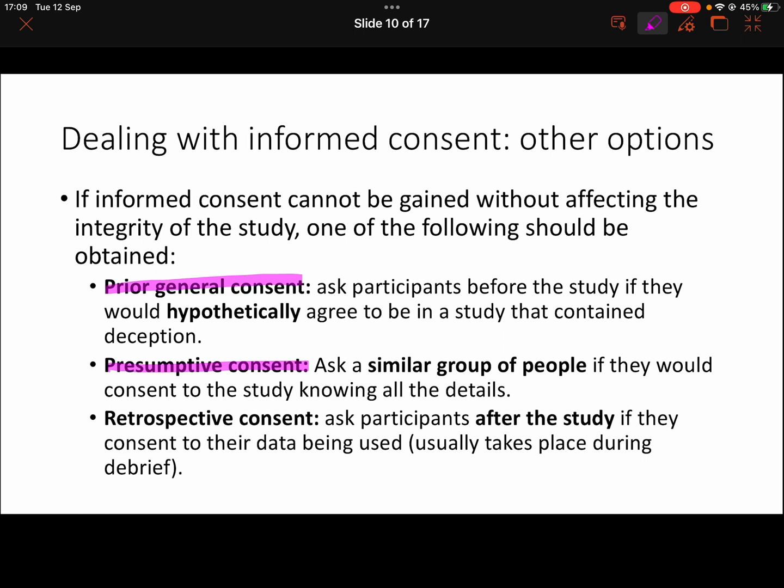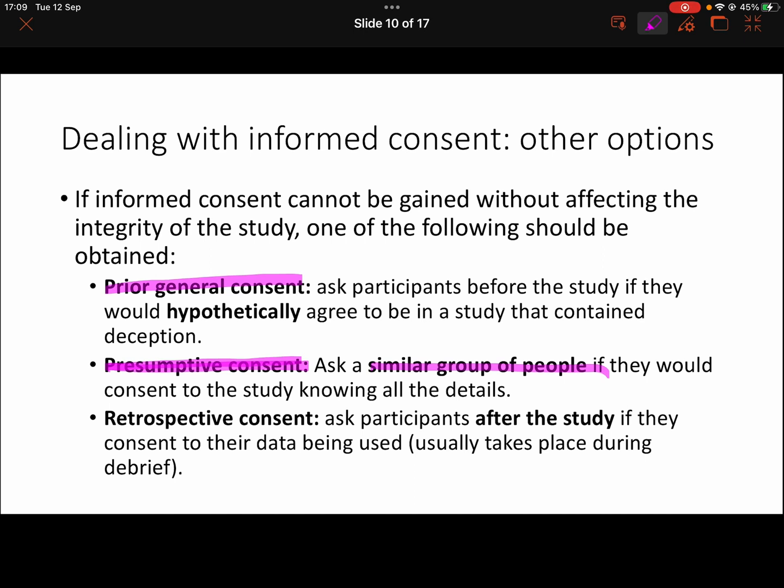This is where we ask a group of similar people to our participants. So if we're studying upper sixth psychology students at Caterham School, then we might go to Reigate College and ask upper sixth psychology students there, "Hey, this is the study, this is what's going to be required, this is how you'd be deceived, would you agree to take part?" And if those people at Reigate College say, "Yeah, that would be fine, I'd be happy to participate," then we presume, presumptive consent, that the Caterham pupils would be happy to as well.